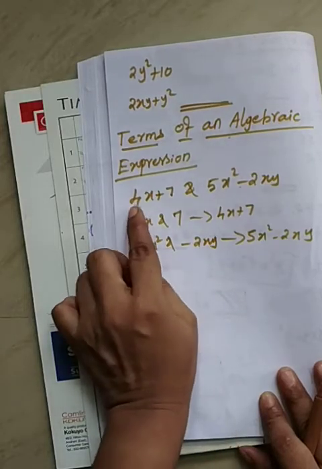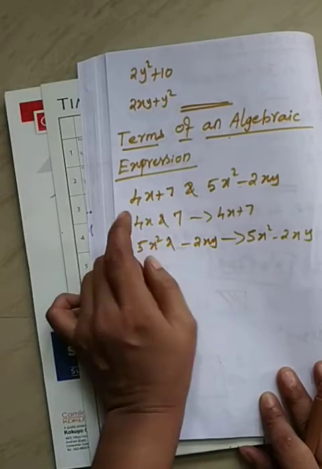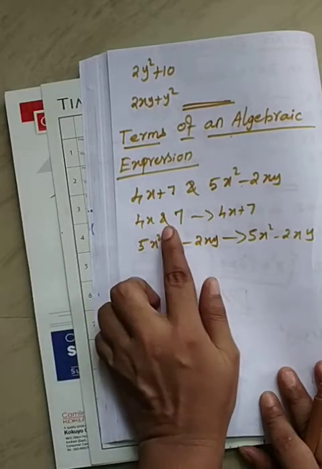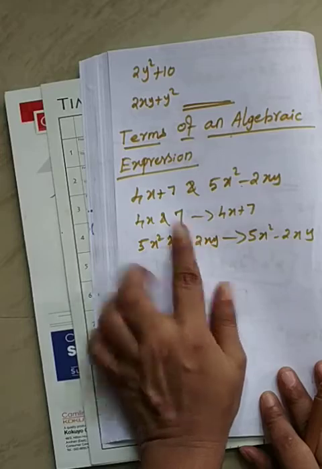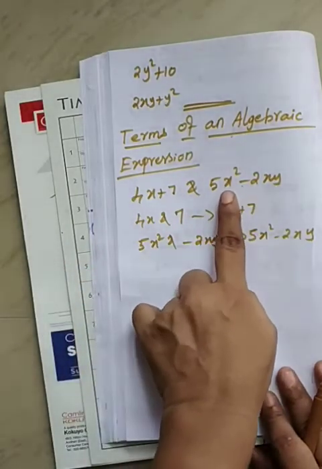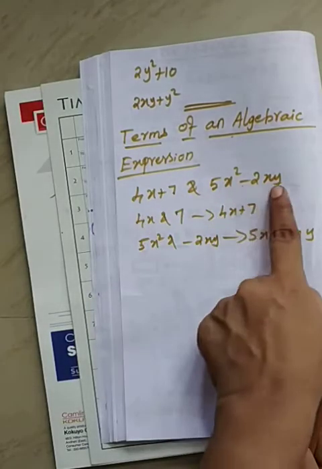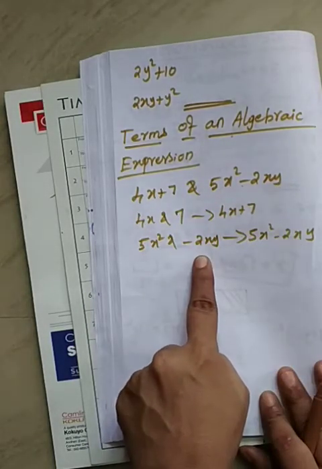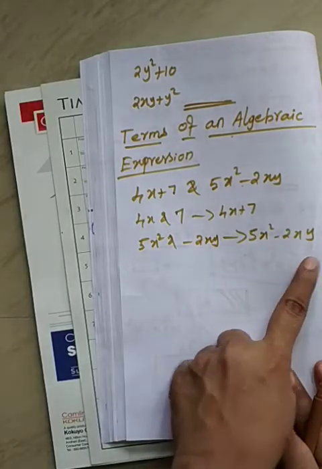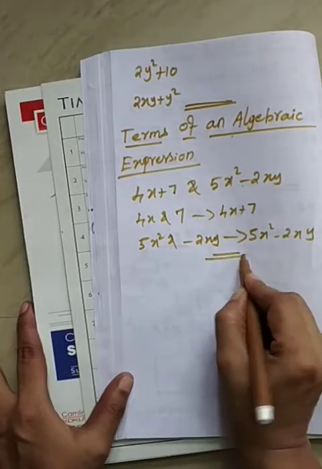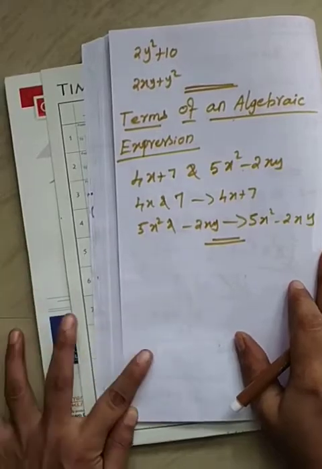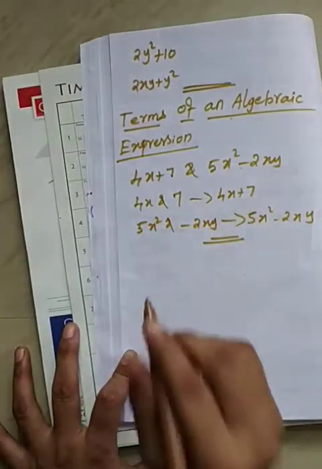See here, 4x plus 7 means, let us take this 4x individually and this 7. See here, 4x and 7 are called the terms of the expression 4x plus 7. Similarly, take this 5x squared and minus 2xy. See here, these are the terms of the expression 5x squared minus 2xy. Okay. Now we see the factors of a term.